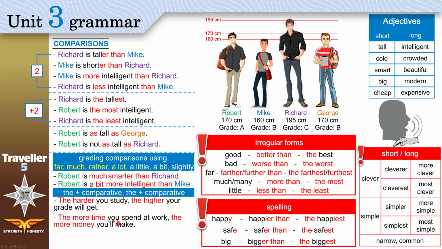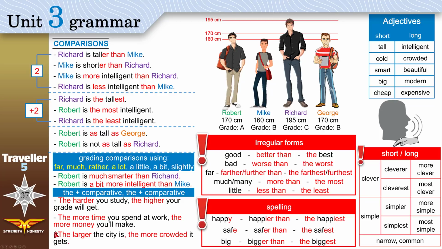The more time you spend at work, the more money you will make. More money is the result of more time at work. The more time you spend. In here, we use the noun, time. This is why we used more. In here, I used short adjectives, harder, higher, more time, more money. Money and time are nouns.